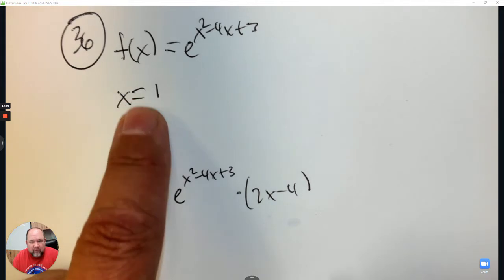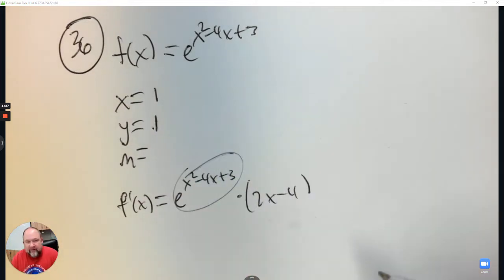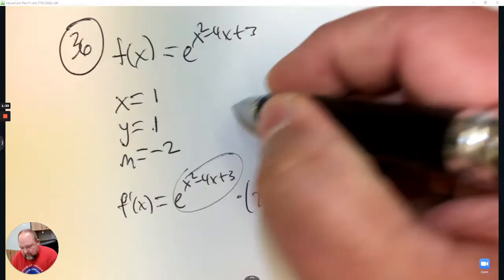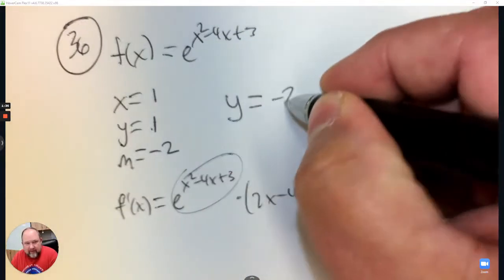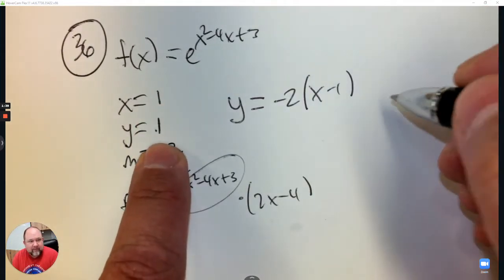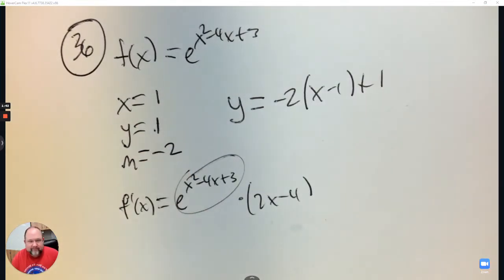So if I plug 1 into here, I know this, we just did that one, that's e to the 0, which is 1. Plug 1 into here, and I get negative 2 times 1, which is negative 2. So the equation then would be negative 2, x minus 1, plus 1. There it is. All right, number 37.